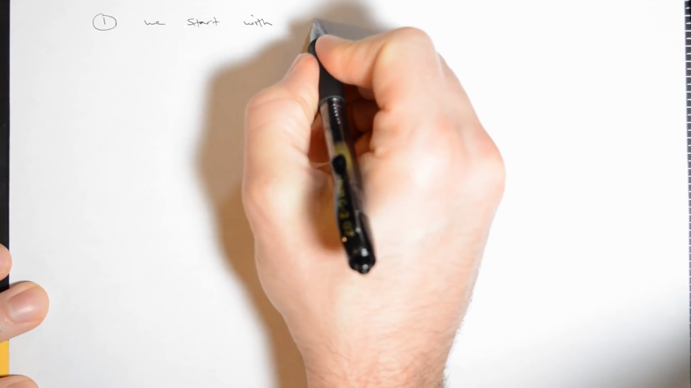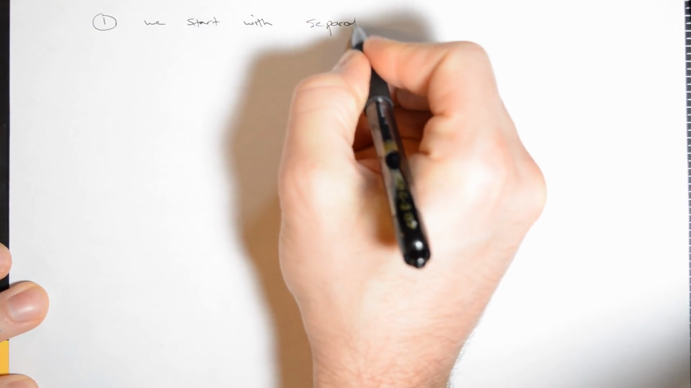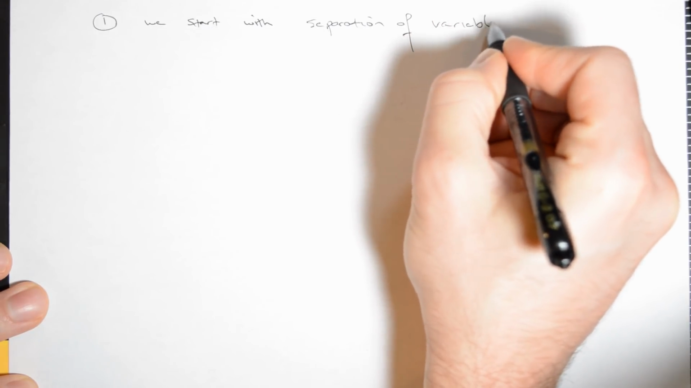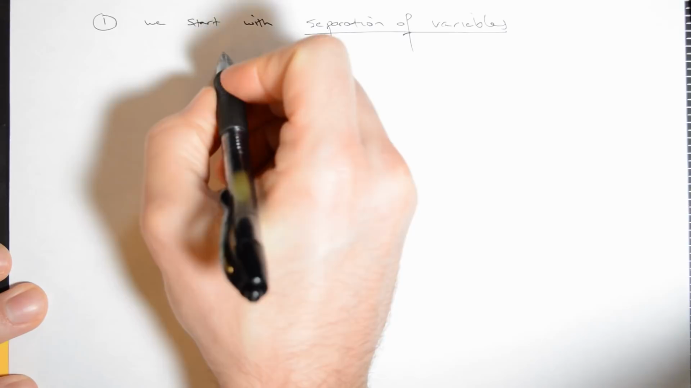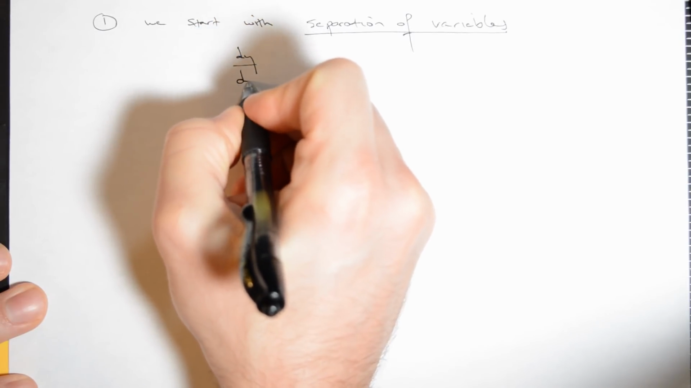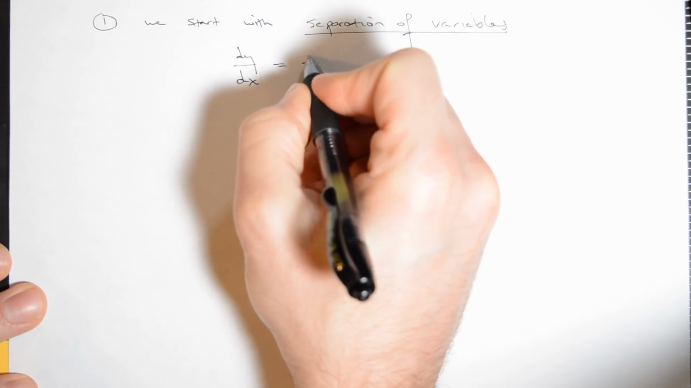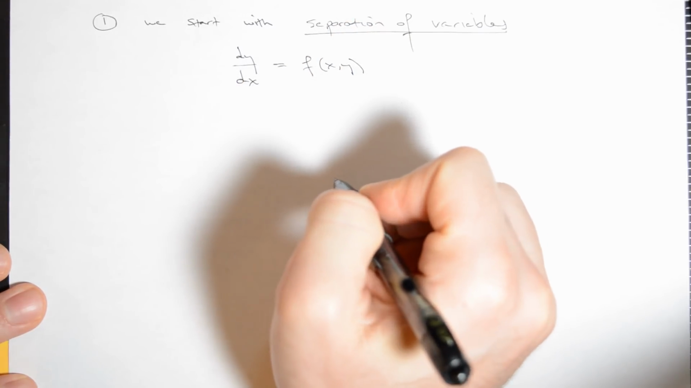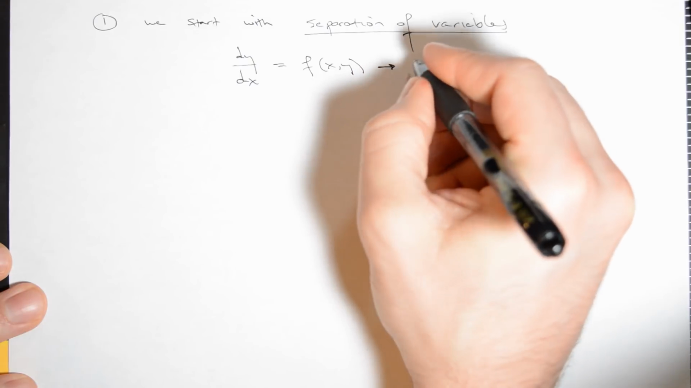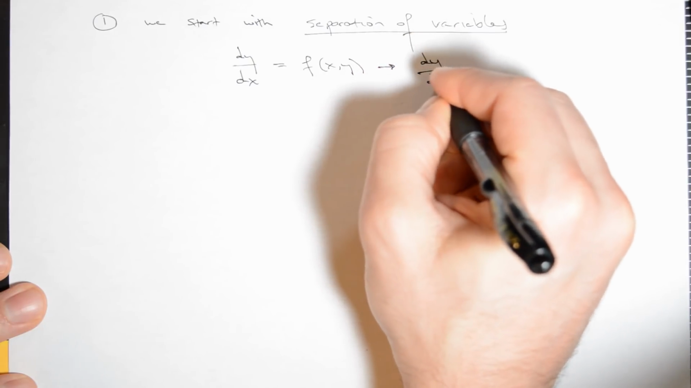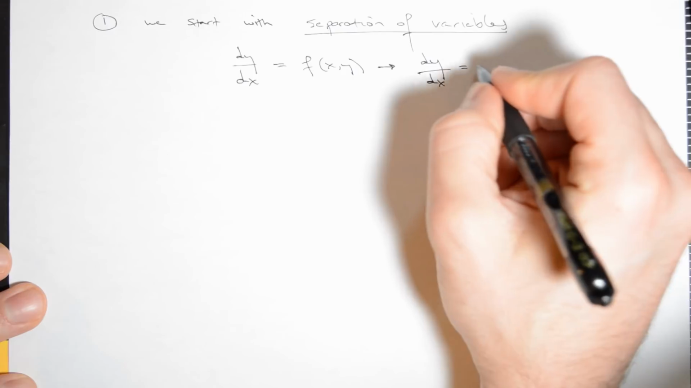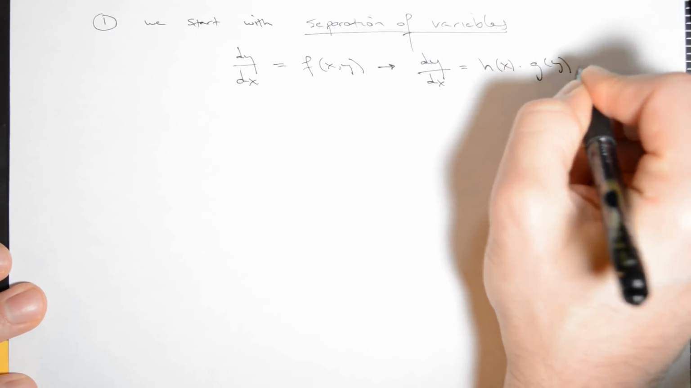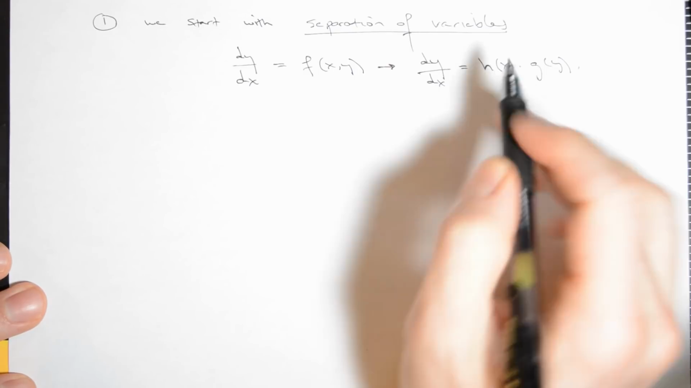We start with separation of variables. What is separation of variables? Well, it's when you have a differential equation in the form dy/dx as a function of two variables, x and y, and you can rewrite this as dy/dx equal to a function of x times another function of y. So we separate the two variables.